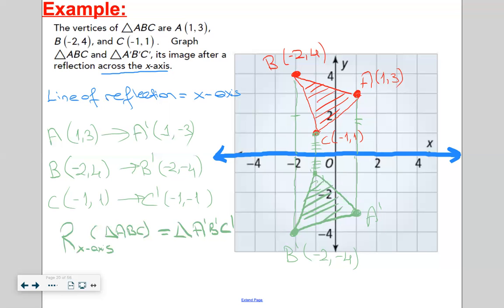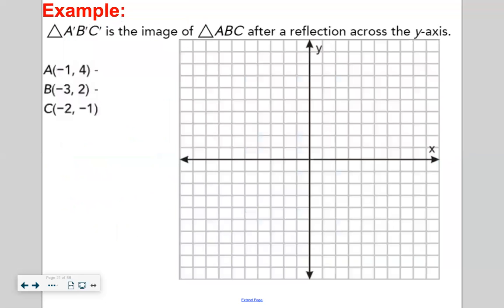Next, A prime, B prime, C prime is the image of triangle ABC after the reflection across the y-axis. All right, as I told you, first we need to graph the line of the reflection. The line of the reflection is the y-axis.